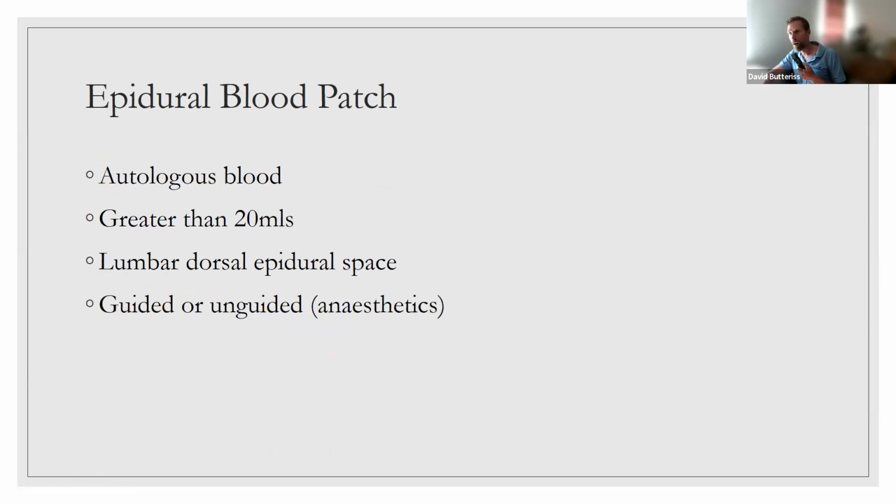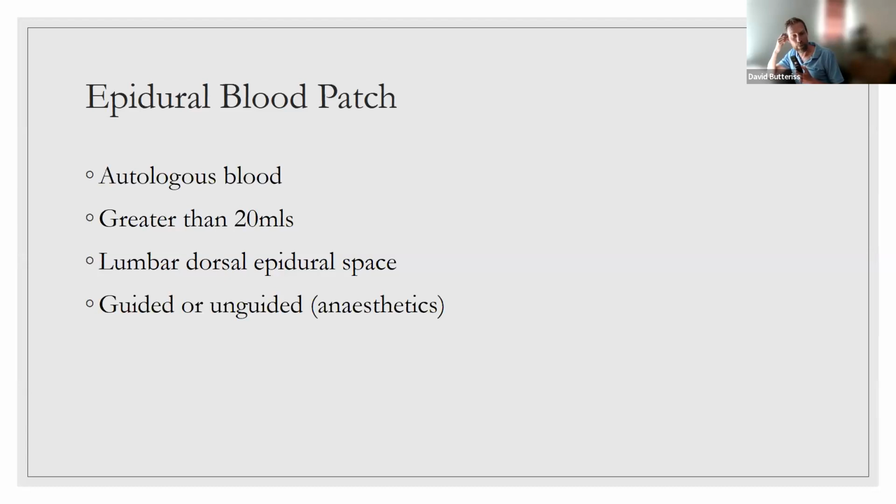So epidural blood patch, this is often not radiologically guided. It's often done blind by anaesthetists using the patient's autologous blood. Large volumes are better. So it seems that 20 mils, which was previously considered kind of the standard dose, would now be considered really the minimal dose for an epidural blood patch for a spontaneous leak. It goes into the lumbar dorsal epidural space. Largely because lumbar is safest, well below the spinal cord at this level, and there's a nice fatty epidural space, easy access for the anaesthetist to get their Tuohy needles in.